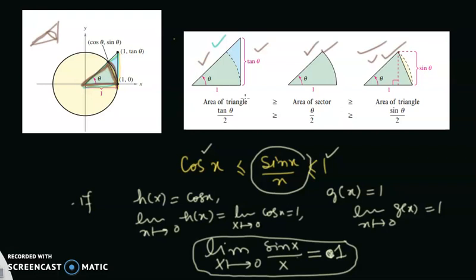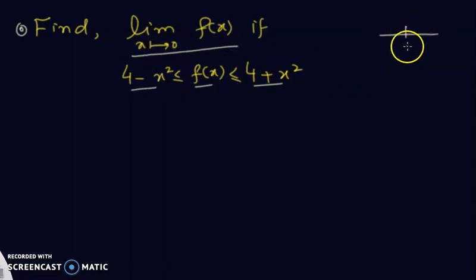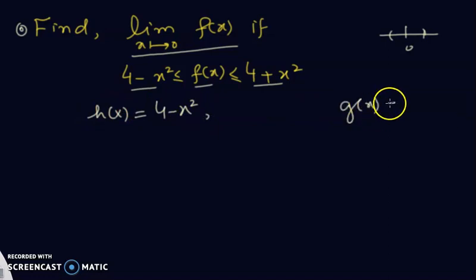Let me do another example. So let's solve this question. It says to calculate the limit of the function when x approaches 0, and it doesn't give you the function, but it says that your function is lying between these two functions. Additionally, the relation holds near 0. So you just need to define two functions: h of x, let's say, is 4 minus x square, and g of x is equal to 4 plus x square.